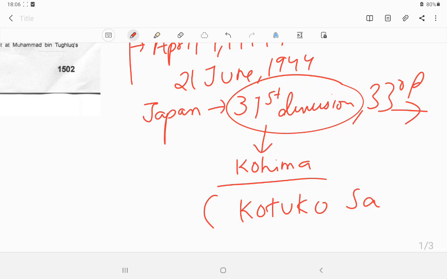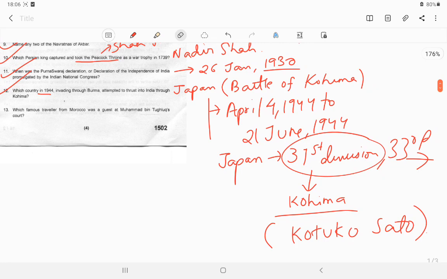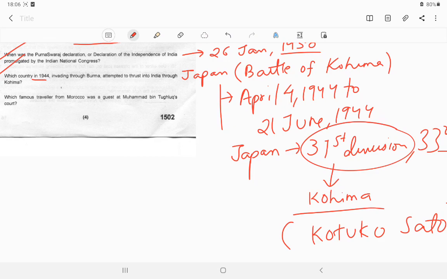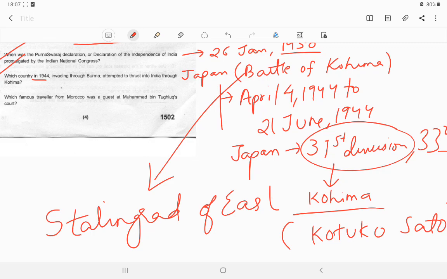So the Battle of Kohima, in English, is known as the Stalingrad of the East. So which battle is known as the Stalingrad of the East? This is the Battle of Kohima.